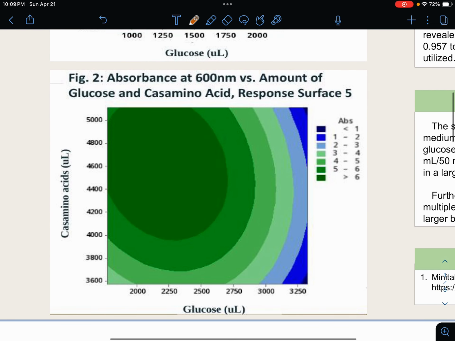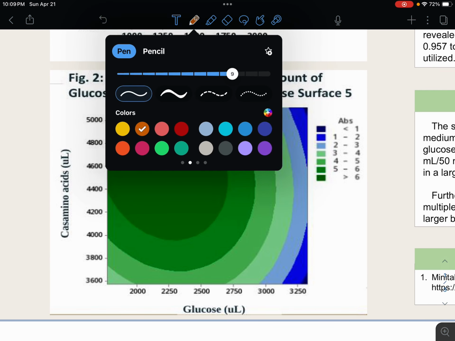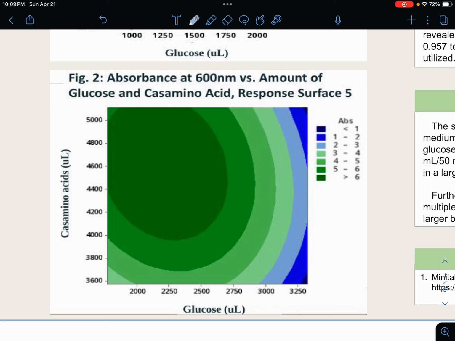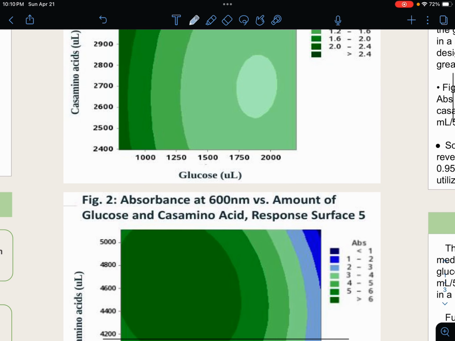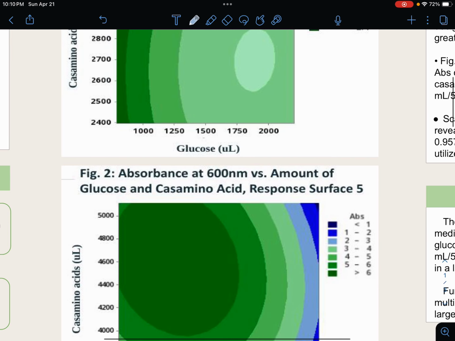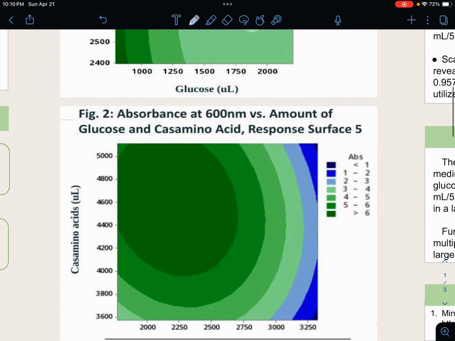After successive response surfaces, we get to our 5th one. And again, we have casamino acids on the y and glucose levels on the x, plotting absorbances. However, this time we have the dark green being absorbance greater than 6. On the contour plot itself, we had an increase in the absorbance from our initial one of about 2.4 to now greater than 6 after 5 response surfaces. We were able to climb the contour plot into the area that had the greatest absorbance, the greatest biomass, based off of the increments of glucose and casamino acids.